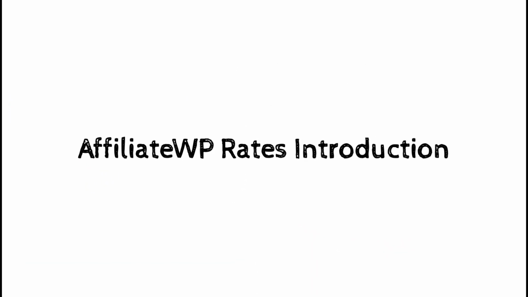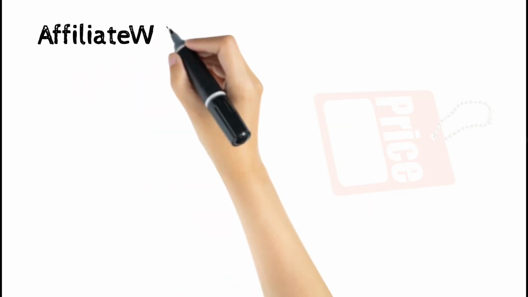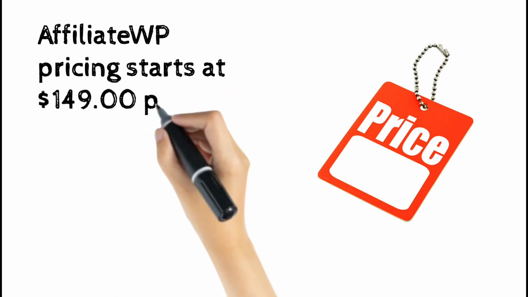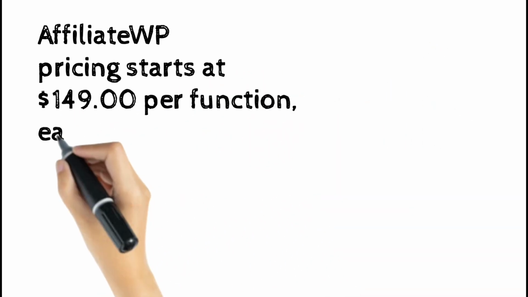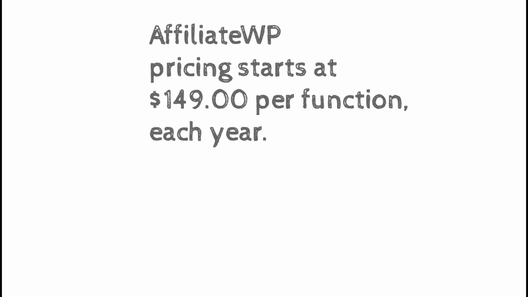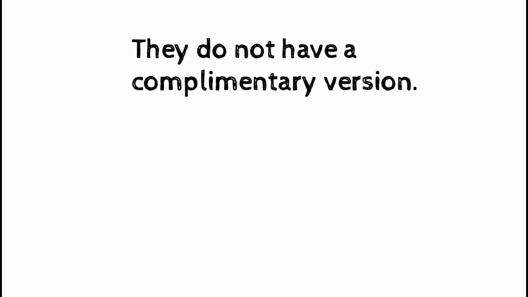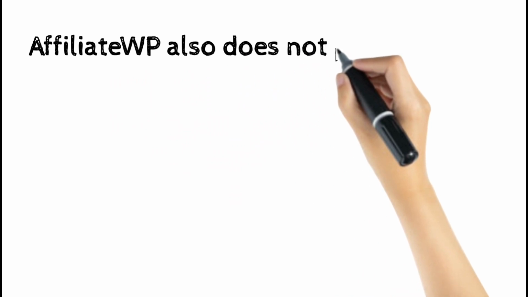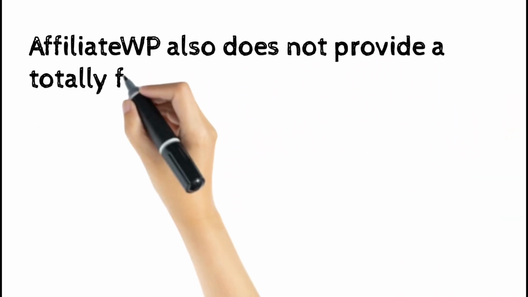AffiliateWP pricing overview. AffiliateWP pricing starts at $149 per year. They do not have a free version. AffiliateWP does not offer a free trial.